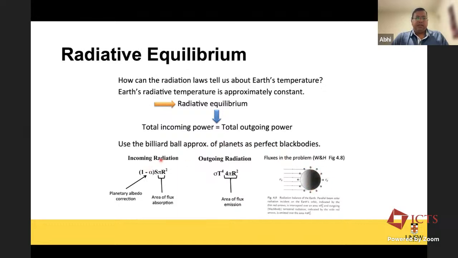So you have the incoming radiation, which is affected by the planetary albedo. So we have to apply that correction, and that is the solar constant. The area with which it interacts is just the pi r squared, which is the area of the circle here. But the emission occurs through the whole sphere, so you can see it's emitted in all directions. So you have the area of emission, which would be four times pi r squared, and then you have the sigma T to the power of 4 for the outgoing radiation.